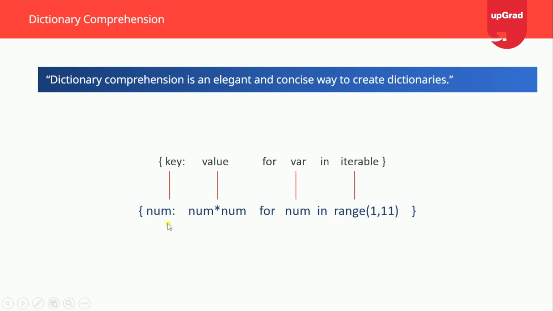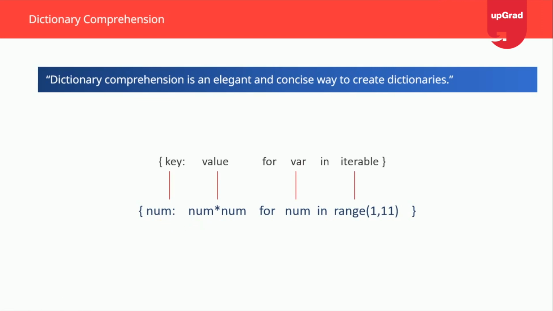Now here, look at this expression which is responsible for generating the key value pair. Please observe the comma here. On the left side we have num and on the right side we have num into num. What does that mean? Let's take an example here. The very first value of num would be 1. So this is going to be 1 colon 1 into 1. So the key value pair would be 1 and 1.